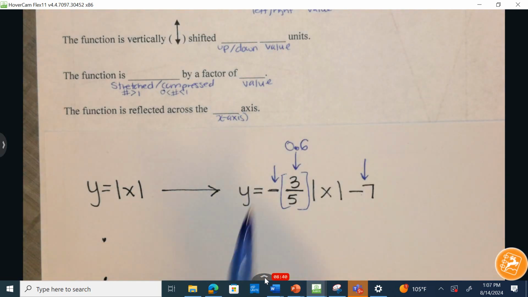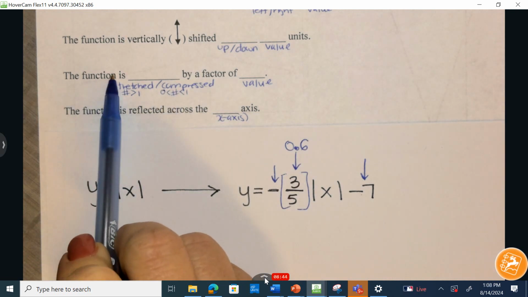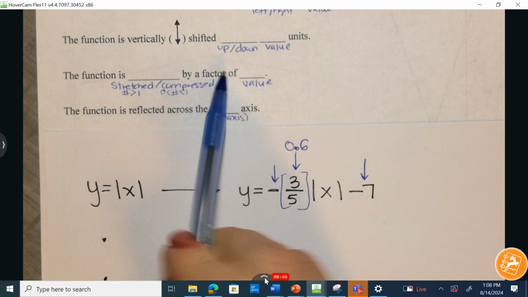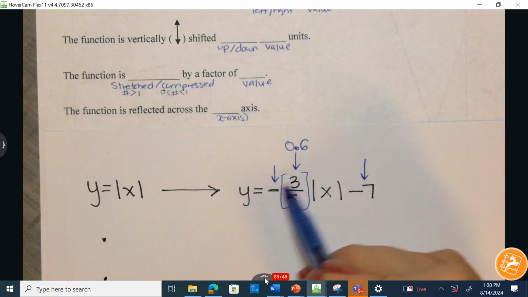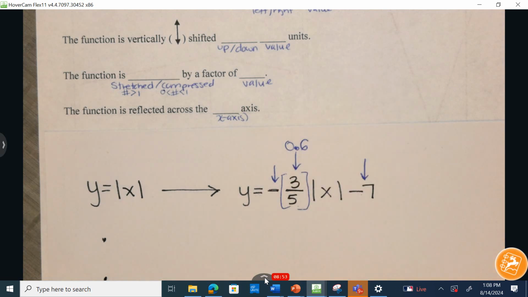0.6. Because 0.6 is between 0 and 1, we're going to say the function is compressed by a factor of, and don't say negative, this is separate, compressed by a factor of 3/5, or you could say by a factor of 0.6.